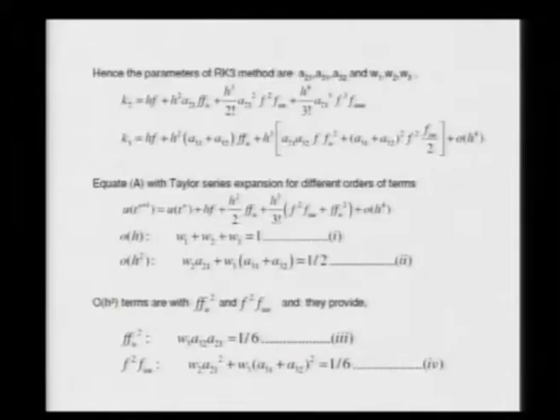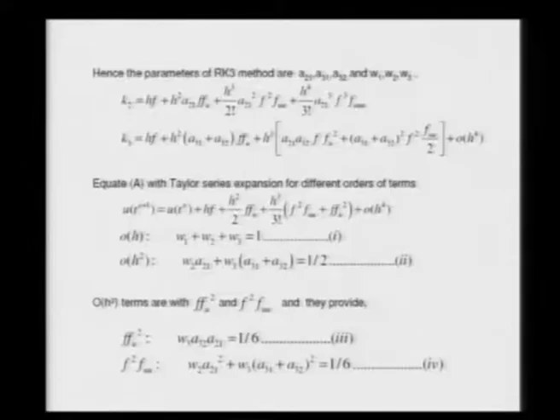So, the usual way of defining this problem, as we have discussed in the prior lectures, is to obtain the parameters of this RK3 method, which involves finding those three a ij's. In this case, they are a21, a31 and a32, plus those three weights that we have indicated as w1, w2 and w3.